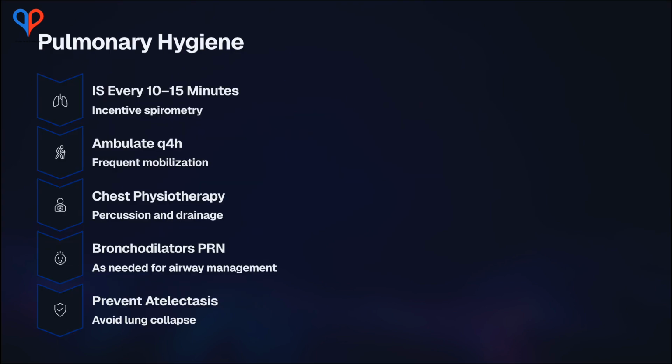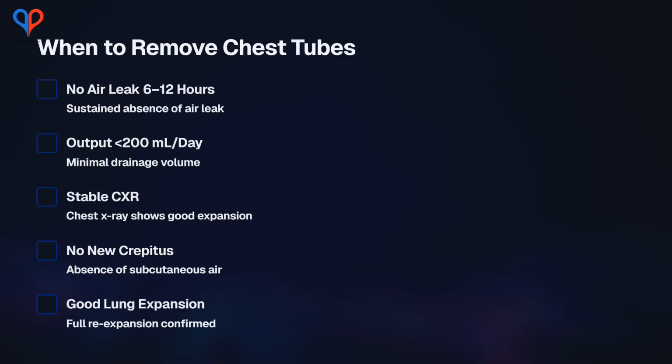Pulmonary hygiene is essential, including incentive spirometry, early ambulation, bronchodilators, and chest physiotherapy. Atelectasis is the leading cause of postoperative hypoxia, not pneumothorax. Chest tube removal requires stable imaging, minimal drainage, and no air leak. Removing too early risks tension physiology. Too late restricts mobility and increases pulmonary complications.